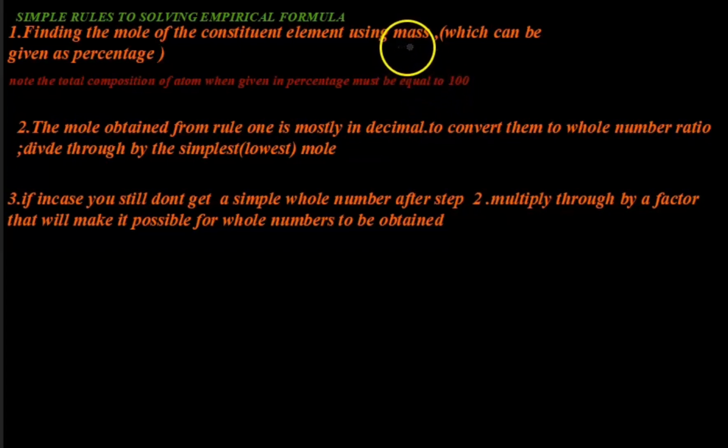So we are going to be using our mass, and our mass can also be given to us in percentage. But we should also note that the total composition of atoms when given in percentage must be equal to 100, because in some questions they will not give you the total mass of all the elements. They expect you to know that the whole composition must be equal to 100, so you have to subtract the total that was given to you in the question, and the answer you get from 100 will be the remaining mass. What do I mean?